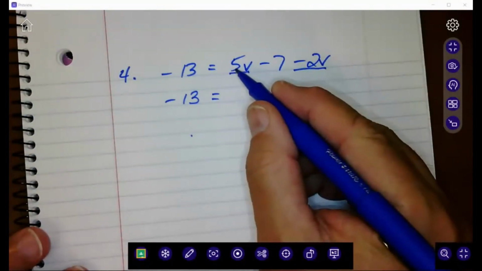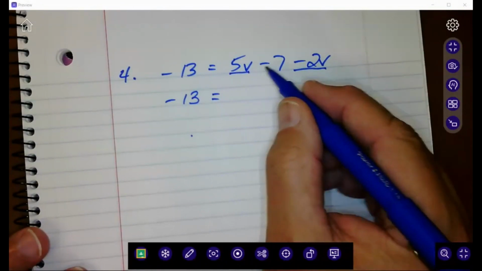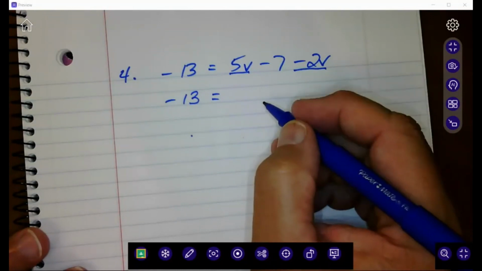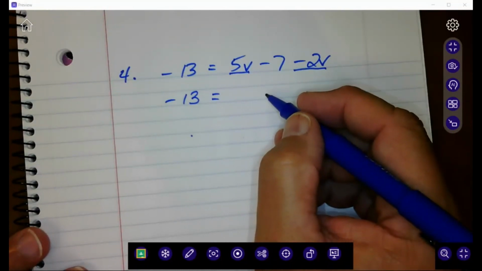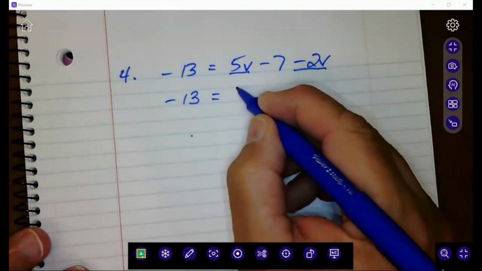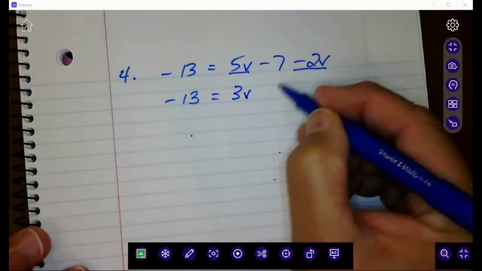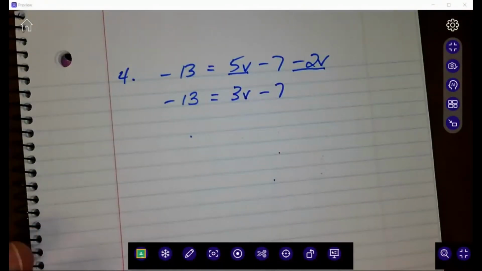So I'm asking, what do we get when we take positive 5v and negative 2v and put them together? Right, 3v. Those combine together to give us 3v, and we're left with a negative 7. Now we have an equation exactly like what we were looking at before. So once we get to this step, everything is the same process. We're doing the same thing over and over and over again.